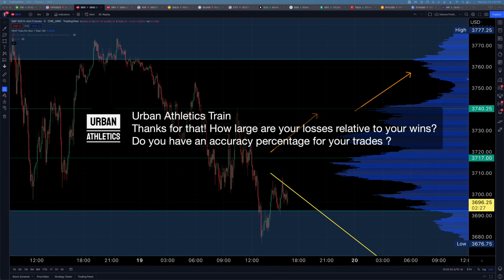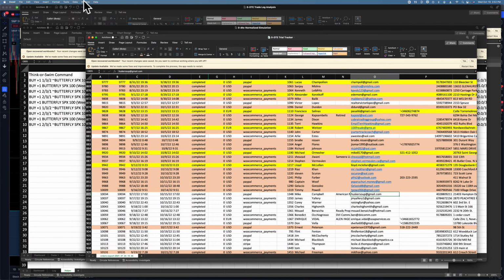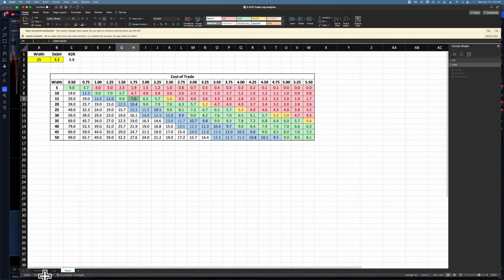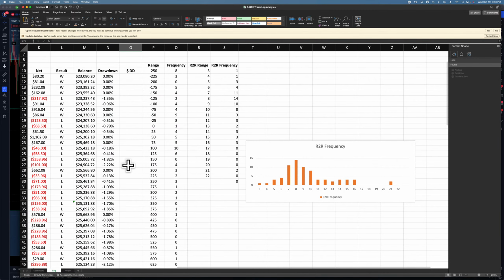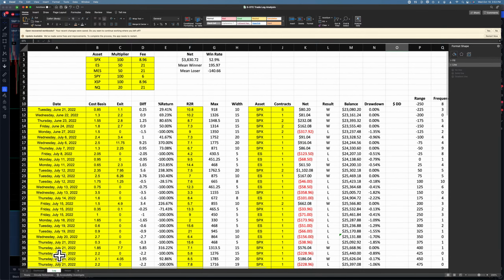Let's see. Thanks for that. How large are your losses relative to your wins? Do you have an accuracy percentage of your trades? Yeah, my max drawdown is 3%. Max drawdown 3%. If you want, I'll just show you the trade log. How's that? So here's my log. All the trades.